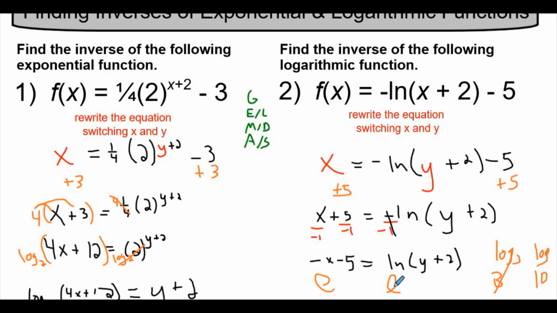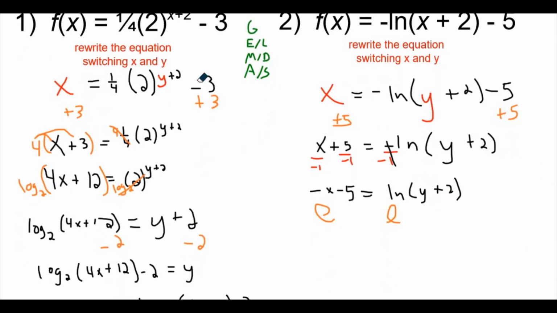Okay, so sometimes I write cursive e's, they look like L's. Sometimes I write regular e's. When I was a kid, we still learned cursive, so just realize that that e thing is a cursive L. Okay, so we end up getting e to the negative x minus 5, okay, is equal to, these will cancel, is equal to y plus 2.